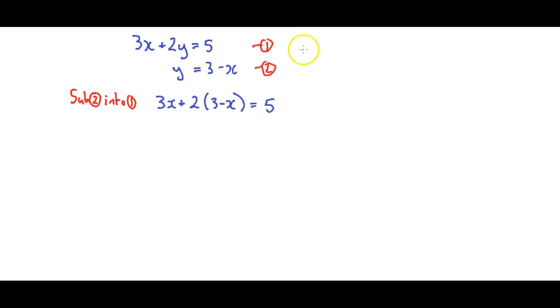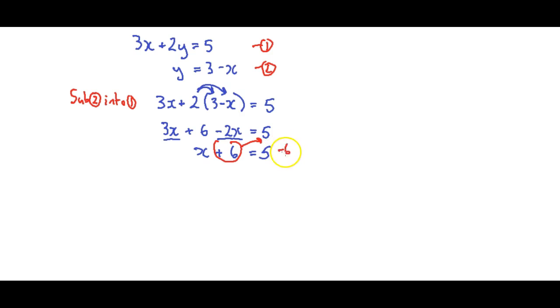Following the usual rules, I'm going to have to expand this equation, so bracket I should say. So we've got 3x, and then we've got 2 times 3 is 6. I've got 2 times negative x is -2x equals 5. I want to collect these like terms. 3x minus 2x is x. And now I want to move that 6, change the side, change the sign. And so I end up with x is equal to -1.